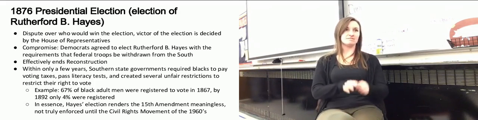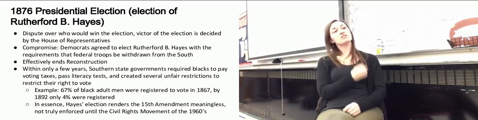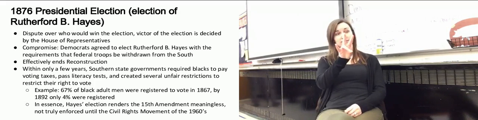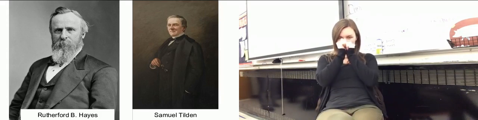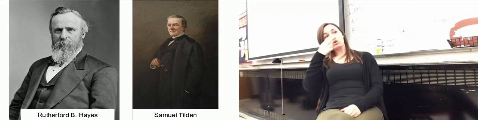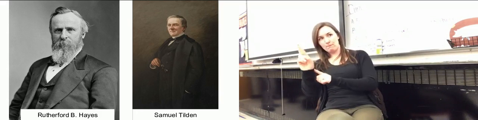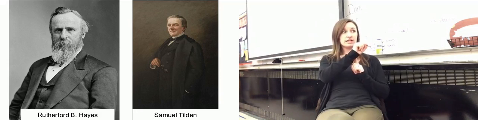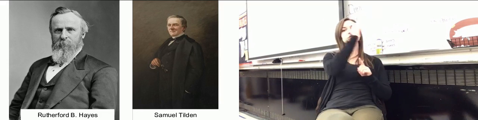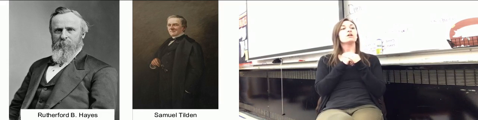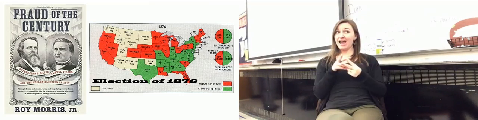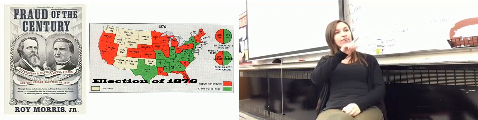Now, here's what happens. 1867 comes along, and we are in a heated race for the presidency. Rutherford B. Hayes is going to be a Republican. Samuel Tilden is going to be a Southern Democrat. The problem is that when they go to do the election, it is directly split in half. Neither person receives enough electoral votes in order to be able to win the presidency.